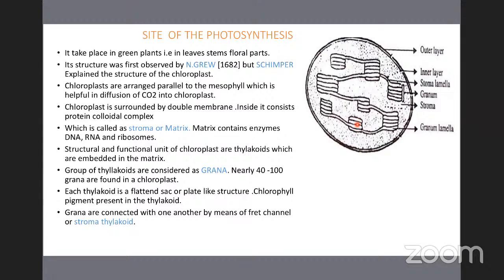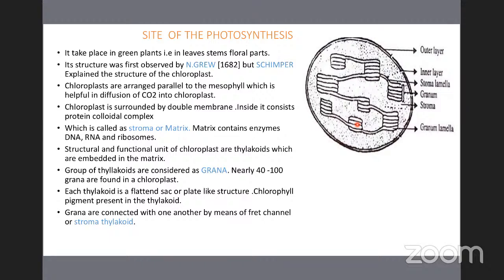And if we observe the position of chloroplasts, that means where the chloroplasts are arranged and how they are arranged: chloroplasts are observed in all the green parts of the plants like leaves, stem, and other floral parts. They are present in mesophyll cells of the leaf, and in the mesophyll the chloroplasts are arranged parallel to the cells.